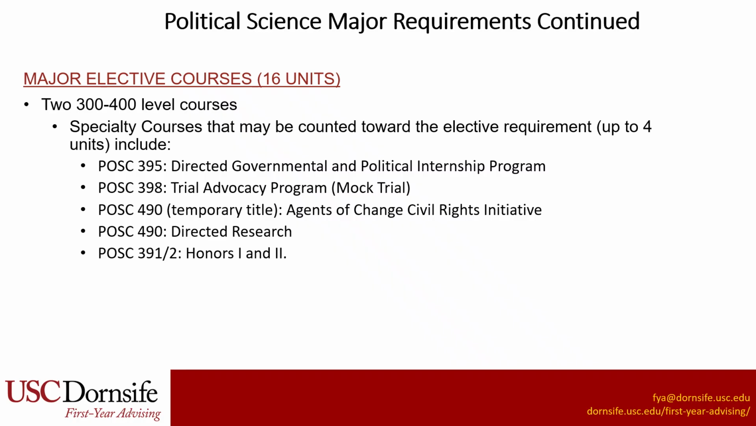And then finally, you have your major elective classes, which is going to be 16 units. And this really is designed to offer you a lot of flexibility in terms of how you want to design your poli-sci major and allows you to incorporate your specific interests. So for these elective classes, you do have to make sure that at least 2 of them are either 300 or 400 level. And there are some specialty classes that can also count for up to 4 units for this requirement, and these are listed here. And then for your remaining 2 elective classes, these essentially can be any level from any 100 to 400 level classes.